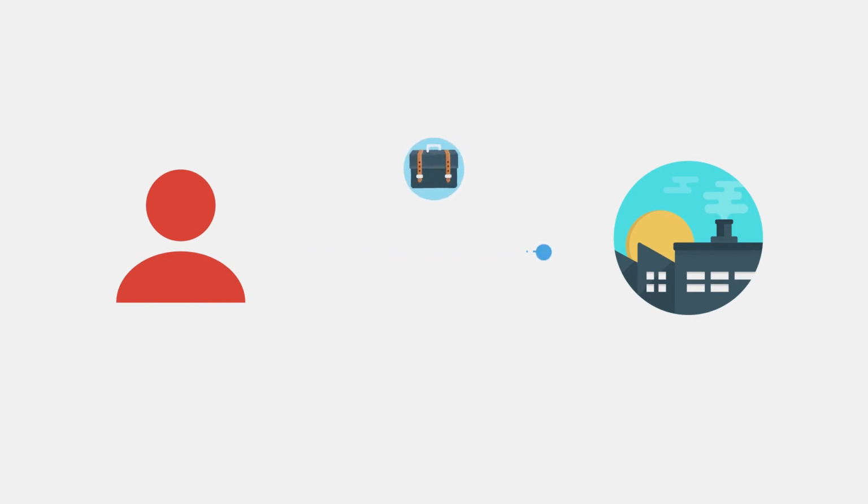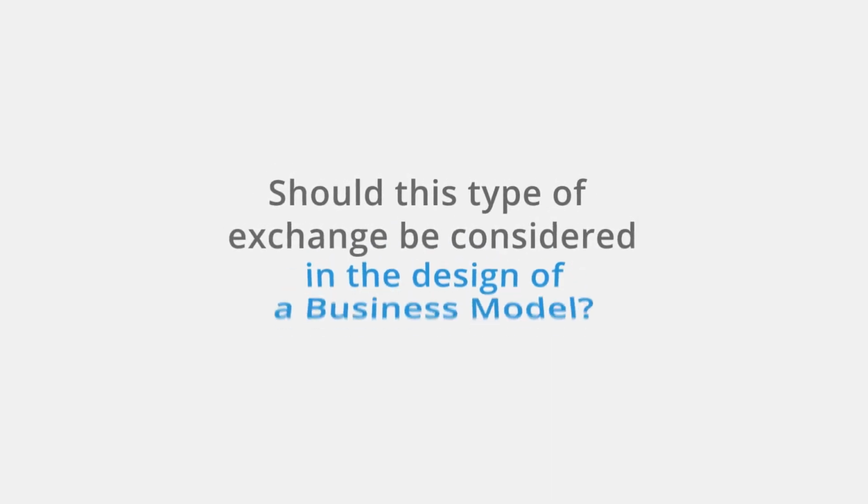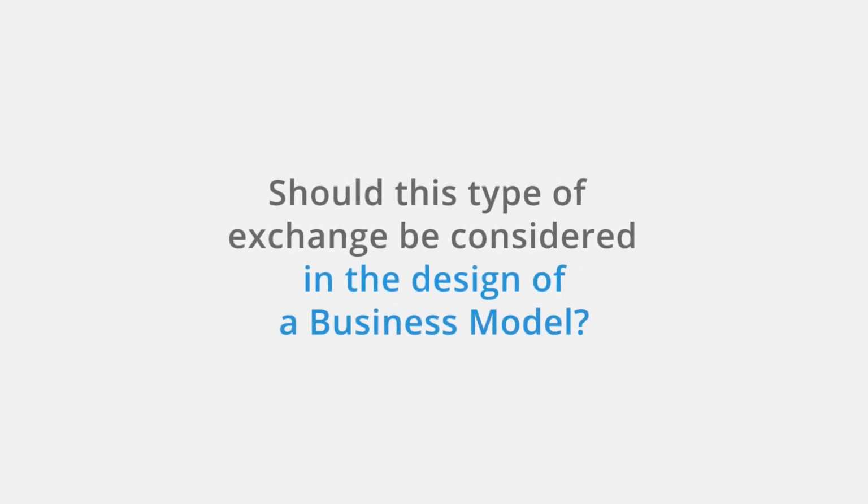If we stay in the business ecosystem, let's consider that this consumer is also a citizen. Through this status, he brings power to the elected representative by voting for him. In return, he expects that the elected representative will improve his life in the city. Should this type of exchange be considered in the design of a business model?